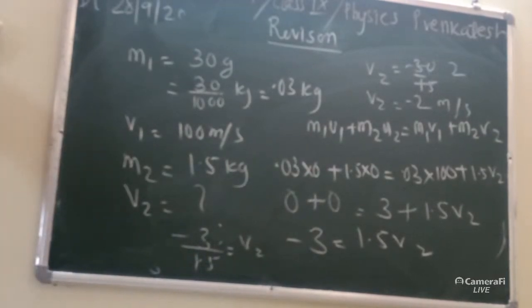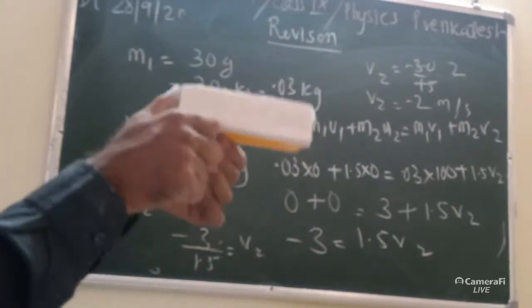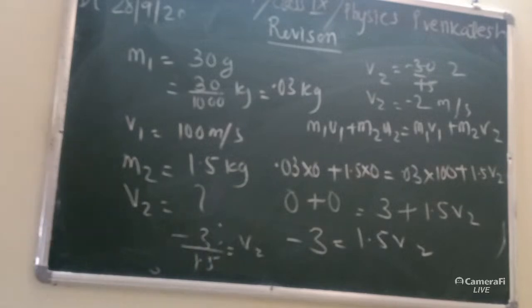This type of question may come in the examination. Once again, I want to explain this problem. A bullet of mass 30 grams is fired horizontally. Horizontal means in this direction. You are holding a pistol and the bullet is fired, and the bullet is moving with a velocity of 100 meter per second. What is the recoil velocity?